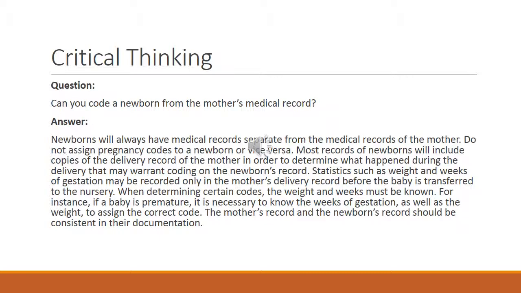Statistics such as weight and weeks of gestation may be recorded only in the mother's delivery record before the baby is transferred to the nursery. When determining certain codes, the weight and weeks must be known. For instance, if a baby is premature, it's necessary to know the weeks of gestation, as well as the weight, to assign the correct code. The mother's record and the newborn's record should be consistent in their documentation.